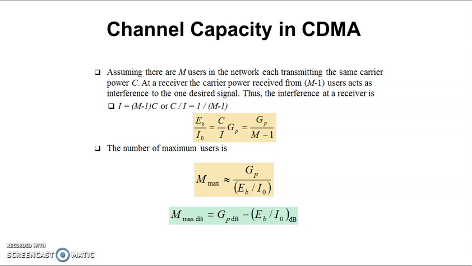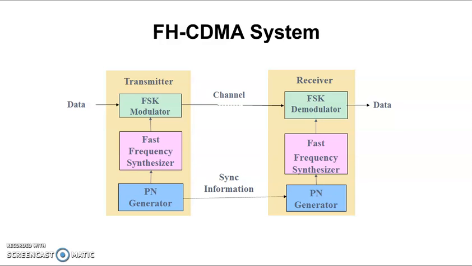Now next we can go ahead with FH CDMA. FH CDMA is nothing but frequency hopping CDMA. In this frequency hopping CDMA, the carrier is made to hop from one frequency to another frequency. That's why we say it is frequency hopping, and that hopping is to be done within a particular allocated frequency band along with the modulation there.